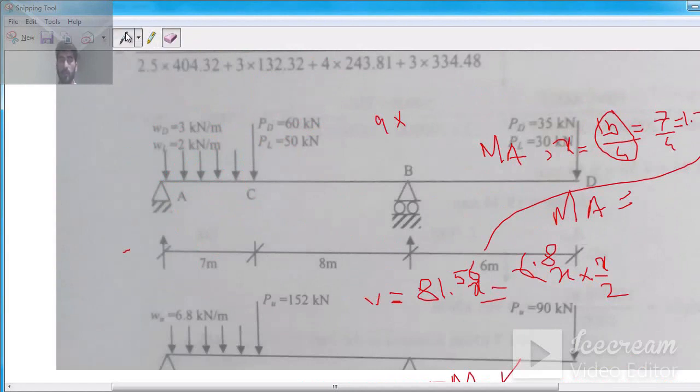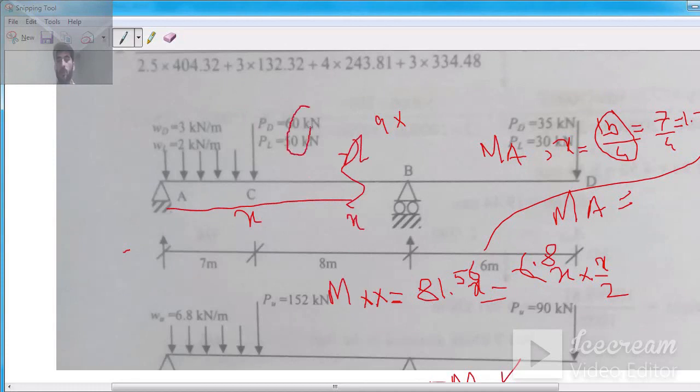This is Mx. Now you have to consider a section right here at a distance of x, and what we have to do is factor it and then multiply by PD. Remember, the distance of that point load is x, the whole distance, minus this distance, that is 7. Remember, the limitation of x is that x should be greater than 7, but less than or equal to 8 meter.